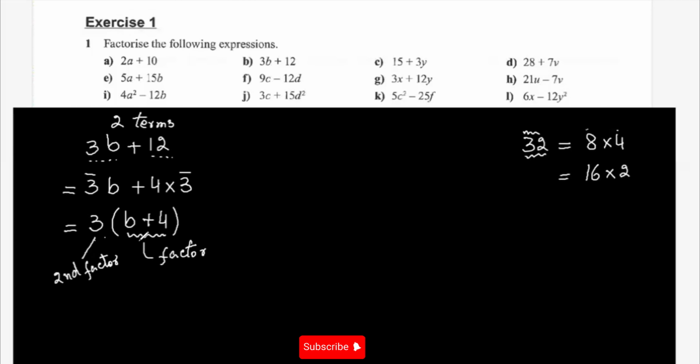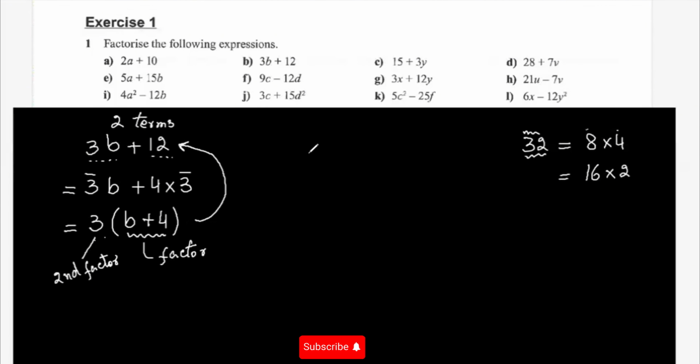And as we learned in our previous section, if we expand these brackets, then we go back to our initial expression: 3 times b, and then 3 times 4, so we are back to our original expression. So this is the method of factorization. So let's solve one more question.